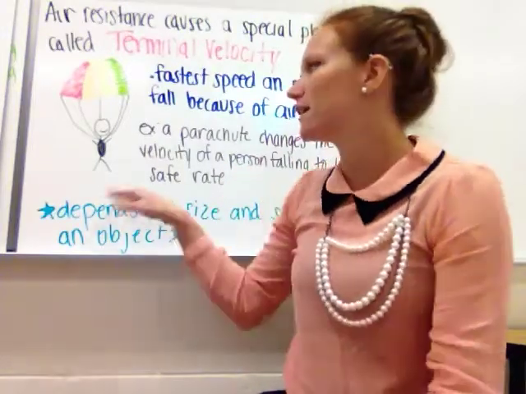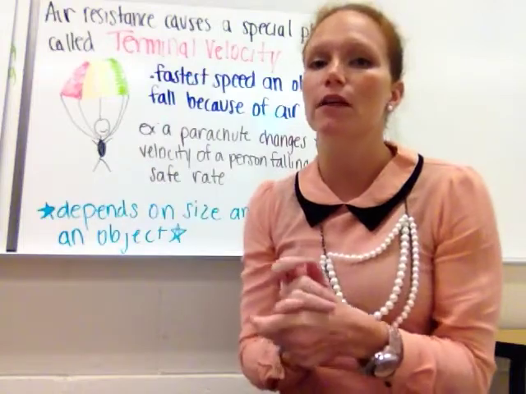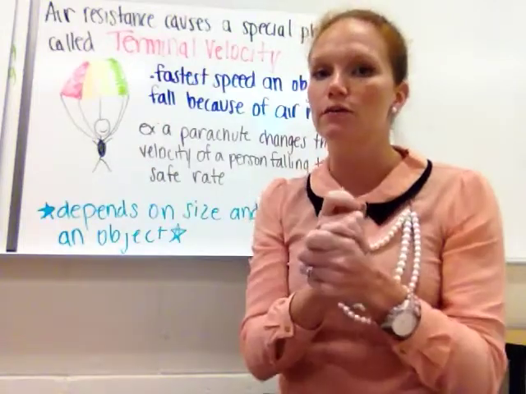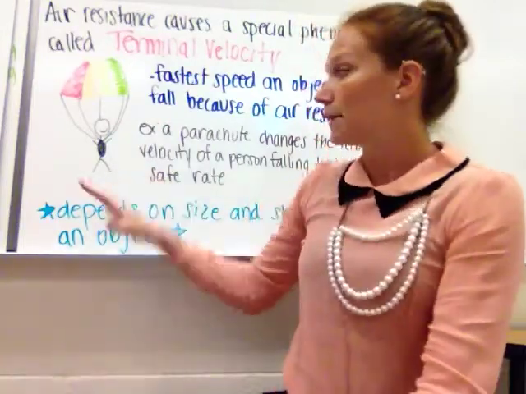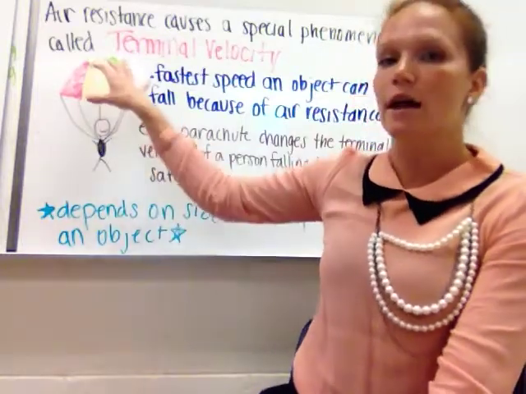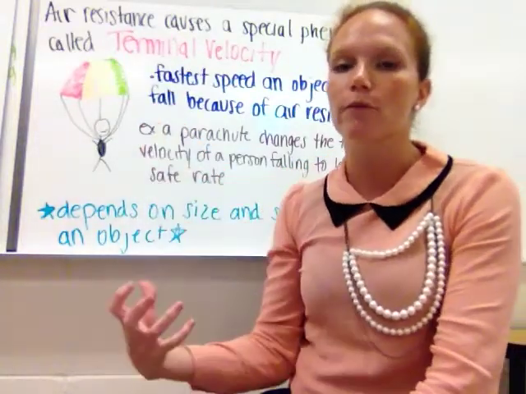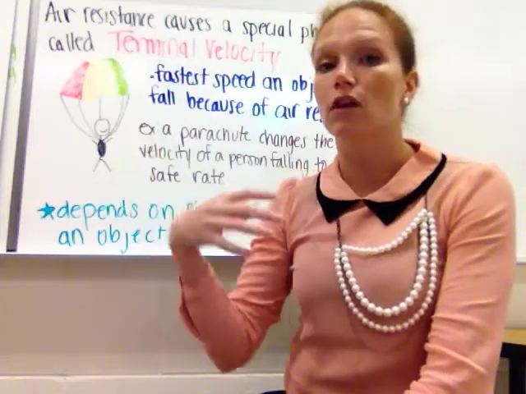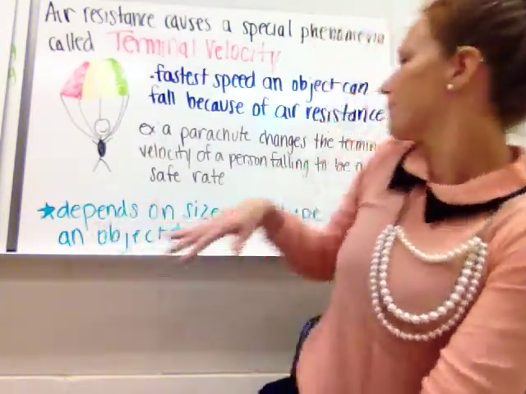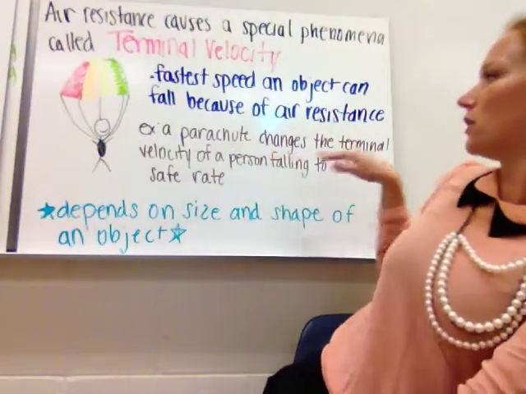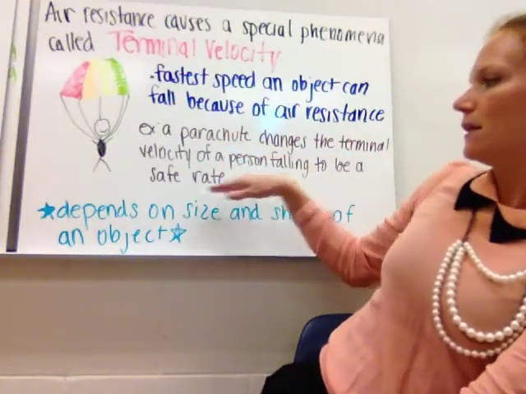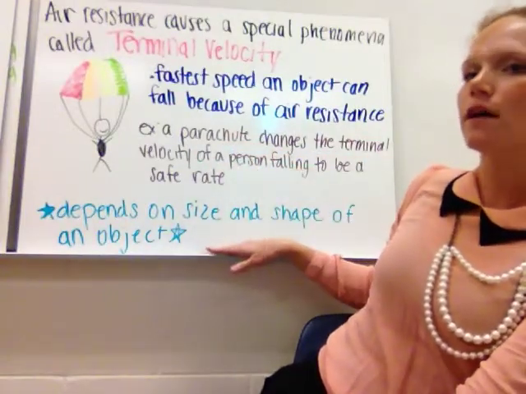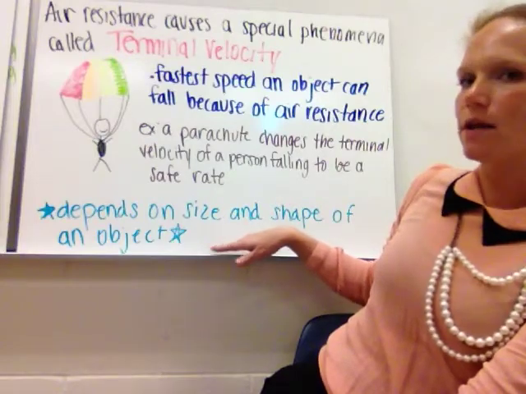advantage of this because the terminal velocity of a falling person is too fast to safely land. Whereas by changing the shape of the person, now you've got the parachute there, you've got to change the shape of what's falling, the terminal velocity of a parachute falling is a lot slower, making it okay. That's basically what this says. A parachute changes the terminal velocity of a person to be a safe rate. And the terminal velocity will depend on the size and shape of an object.